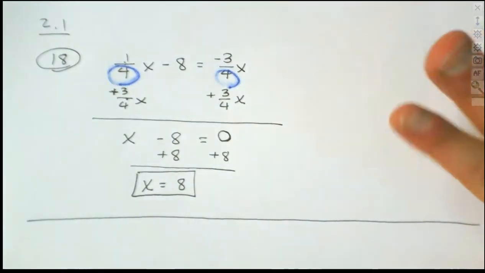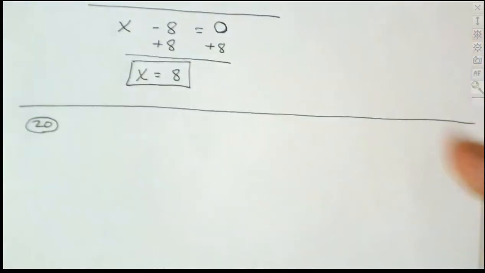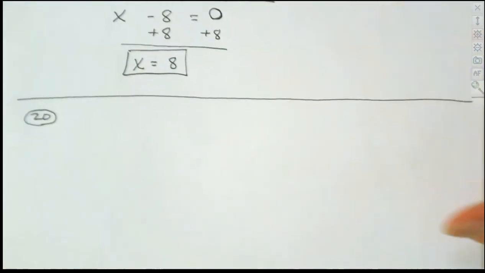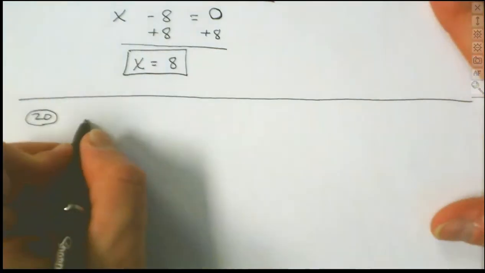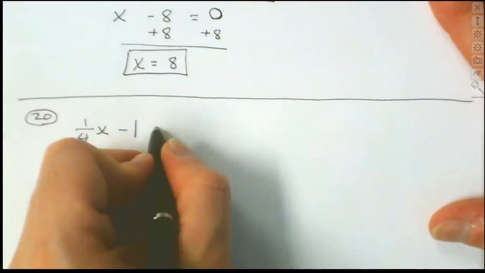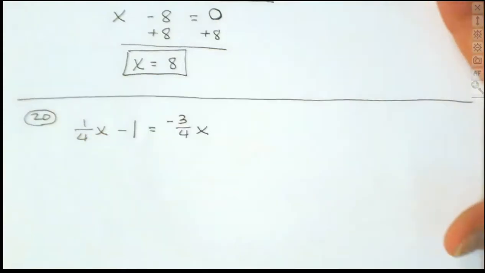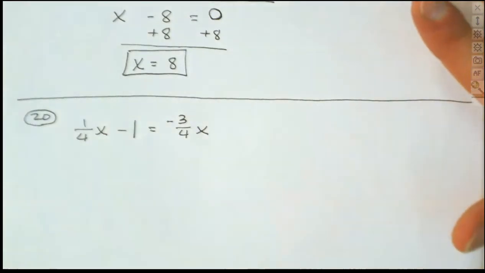Question 20 is very, very similar. They're all kind of the same. They use the same principle, just different numbers here. So question 20, we've got 1/4 x minus 1 equals a minus 3/4 x. A lot of this is just repetition and doing the same thing over and over again. A lot of mathematics is just remembering the order and repetition.